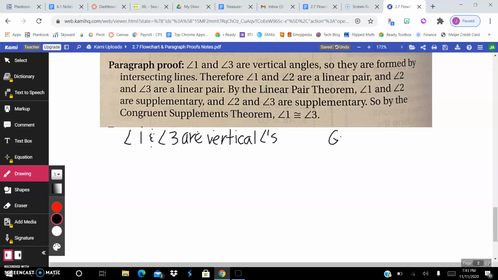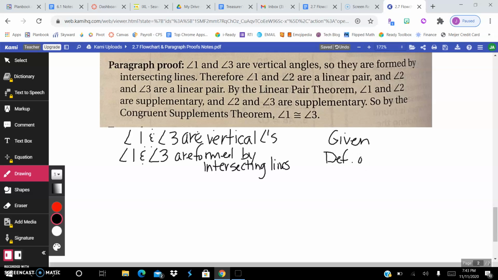And that is given to us. That's our first statement. Then it says those are formed by intersecting lines. So we can say angles 1 and 3 are formed by intersecting lines. And that is given to us by the definition of vertical angles.